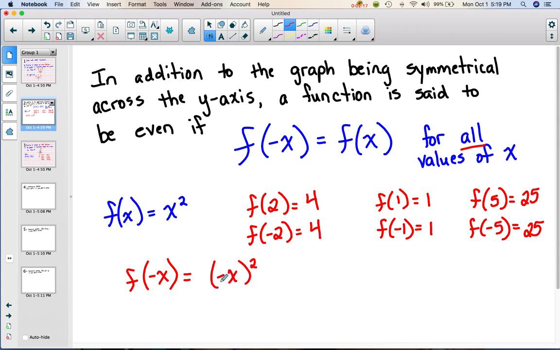Now remember that doesn't mean it's a negative value. Maybe x was positive and the opposite is negative, or maybe my original x is negative and the opposite is positive. So it's the opposite. But regardless of whether this is a negative or positive number, if you square it, you're always going to get a positive. So it's going to be equivalent to x squared, which is f of x. So I have just shown algebraically, for all values of x, that if I substitute in the opposite, I get f of x. And since those are equal, that makes it an even function. So that's how we test it algebraically.